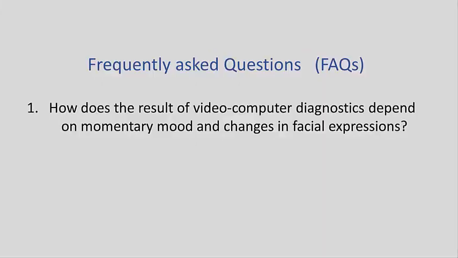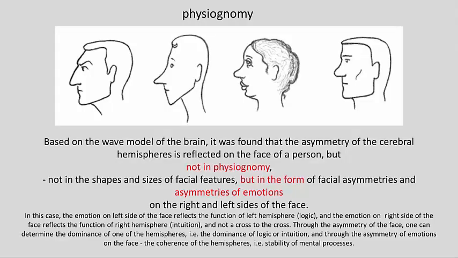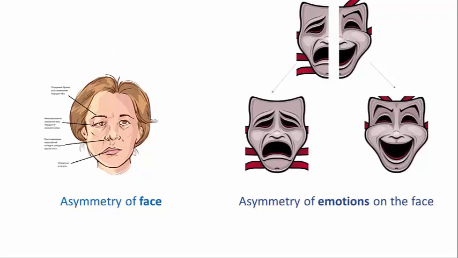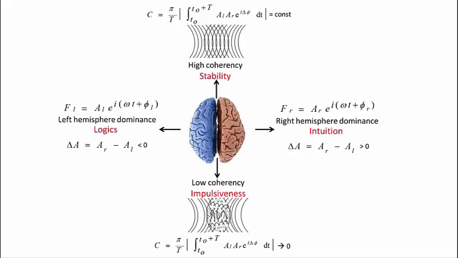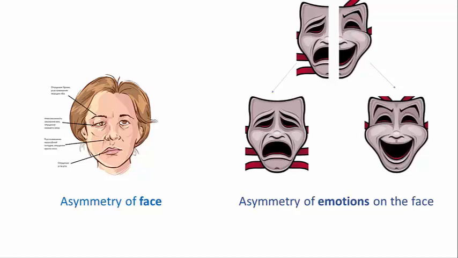Frequently asked questions. How does the result of video computer diagnostics depend on momentary mood and changes in facial expressions? It must be said that the result of video computer diagnostics does not depend on momentary mood and changes in facial expressions, because this method does not take into account the shape and size of facial features. The method of video computer psychodiagnostics is based on the determination of face asymmetry and asymmetry of emotions on the face, which, in turn, depends on dominance of one of the hemispheres and coherence between them. Asymmetry of face and asymmetry of emotions on the face, as a rule, have a steady nature.